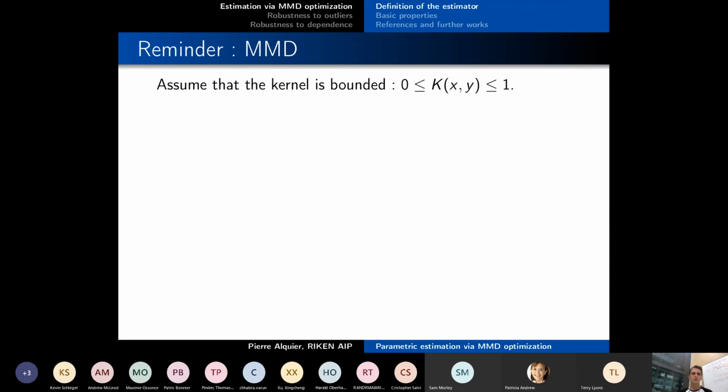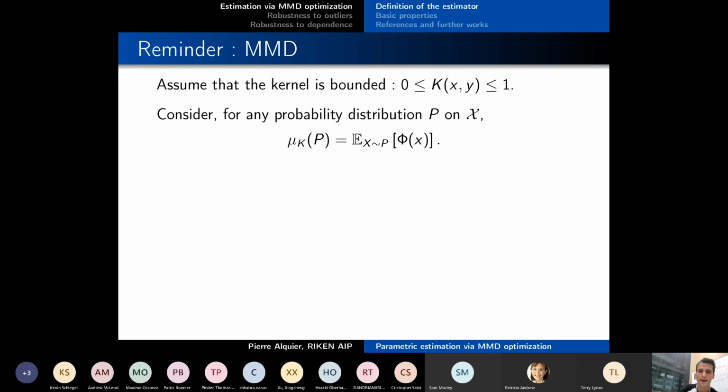In order to do this, I will require a few assumptions on the kernel. The first one is that the kernel is bounded, so it's smaller than 1. The reason is that in this case, if I define the following thing, I will call mu of p the mean of p. It's the expectation, when x is drawn from the probability distribution p, of phi of x. And k being bounded, I know that the norm of phi, which is bounded by the square root of k of x, is bounded by 1. So the expectation is well defined.